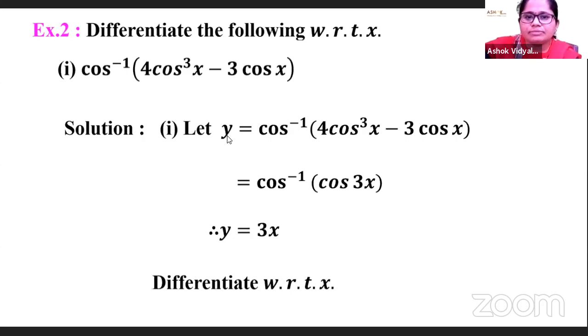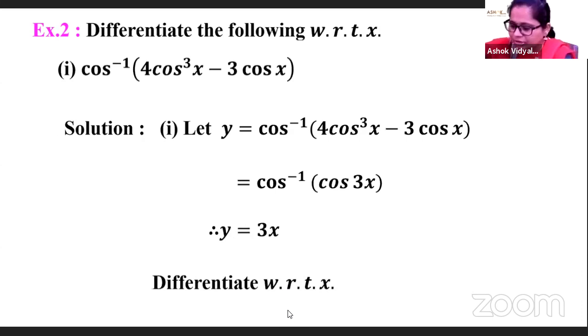Let this function be y = cos⁻¹(4cos³x − 3cos x), and this bracket expression is the formula for cos 3θ. Hence, we take the formula for cos 3θ here. Therefore, function y is cos⁻¹(cos 3x). Here, cos 3x is in the principal domain of the cos function. Hence, y = 3x.